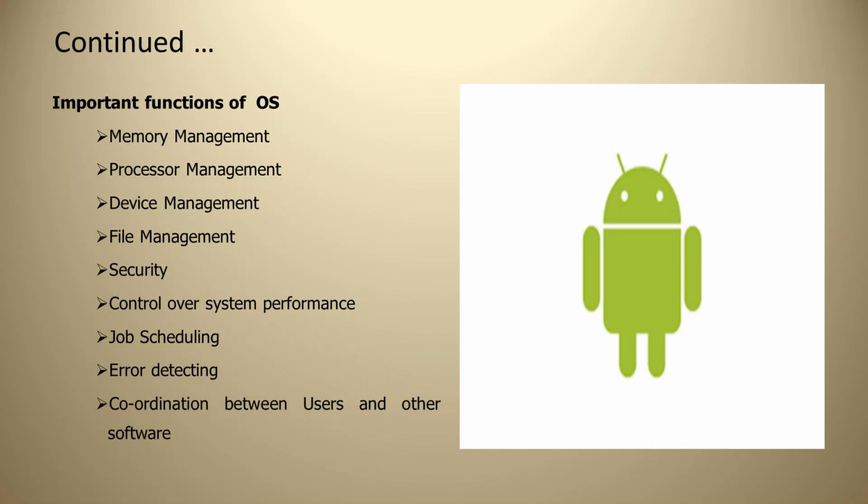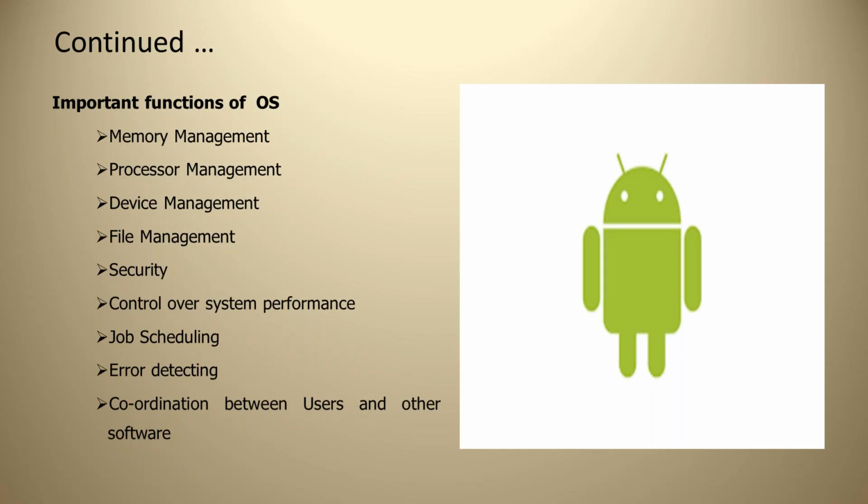Some important functions of an operating system. Memory related management it will do: RAM, ROM, then hard disks, all those things will be managed. If the system is slow, then it can make it fast. If the system is fast, we can make it slow. So all those memory related and processor related things it will manage. Processors like i5, i7, i3, then Core Duo, Intel Core, these are different processors.